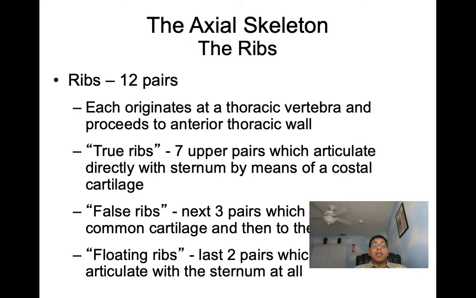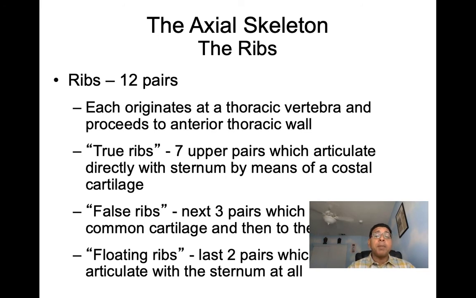Next then let's talk about ribs. We have 12 pairs of ribs and all connect to the thoracic vertebra in the back. We just saw the ribs associate with the body and the transverse processes of the vertebrae. The upper 7 pairs, I'd like you to know, connect directly to the sternum, and they are called your true ribs.